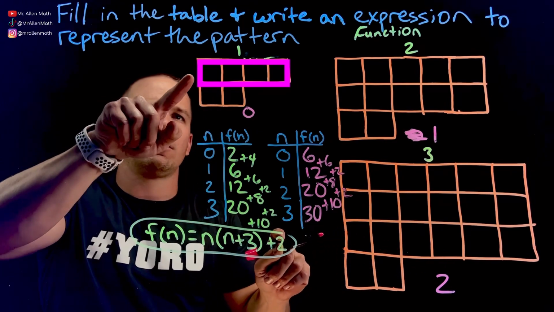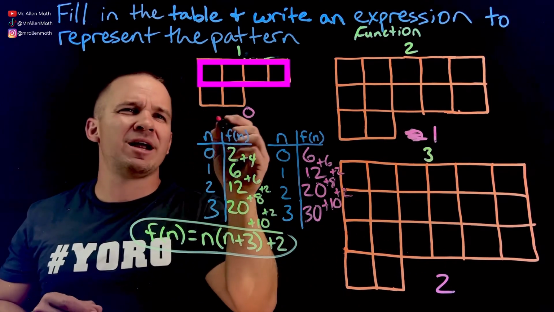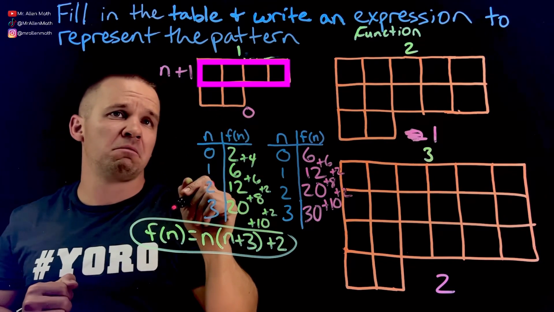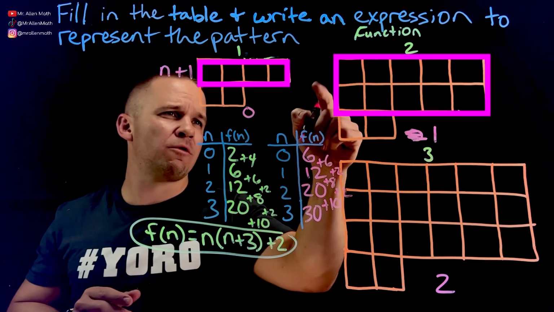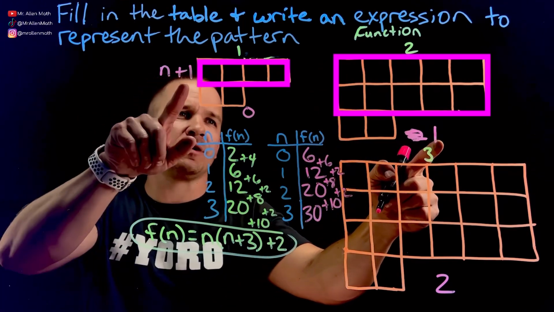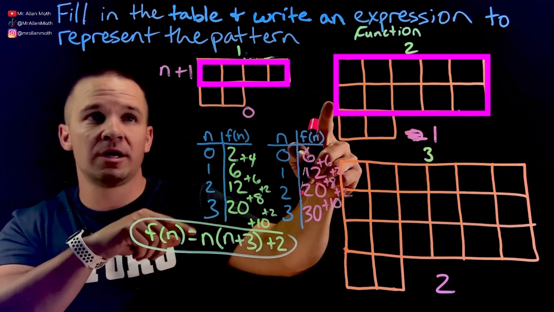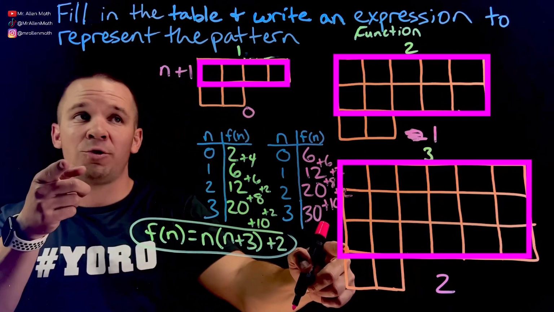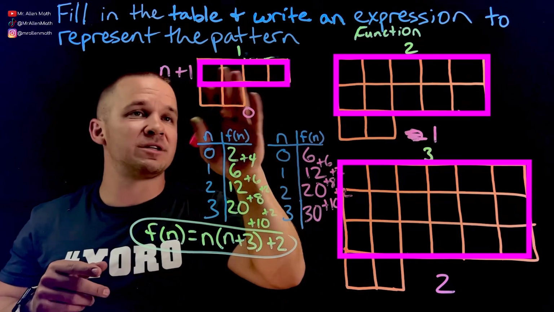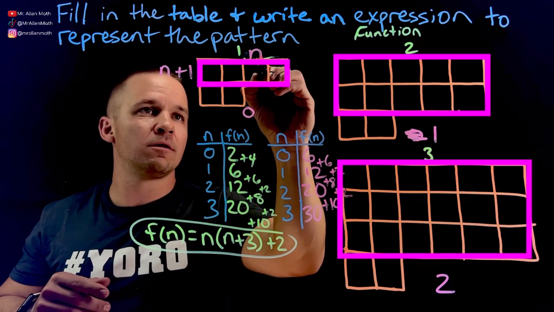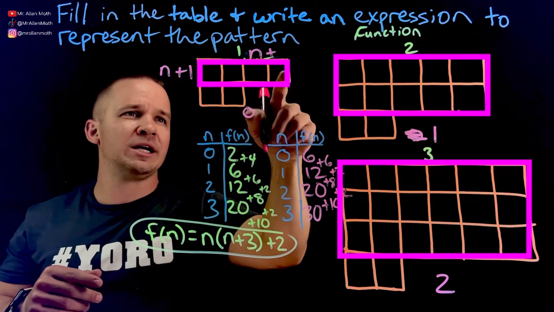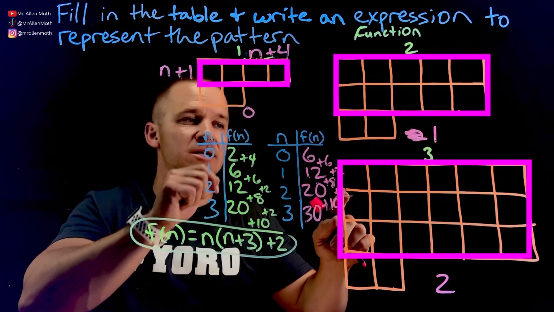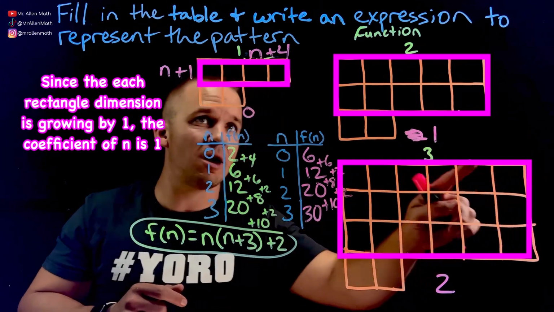If I got 1 here, how would I get there? Well, I could have n, which is going to be 0, plus 1. Cool. Does that work for this right here? If I plugged in 1 to n plus 1, would I get 2? I would. And if I plugged in 2 to n plus 1, would I get 3 for this one? I would. Let's do the same idea over here for the top. I'm going to have n plus what? I'd get 4 there, right? Would that work here? If I plugged in 1, would I get 5? Yes. If I plugged in 2, would I get 6 going across? Yes.